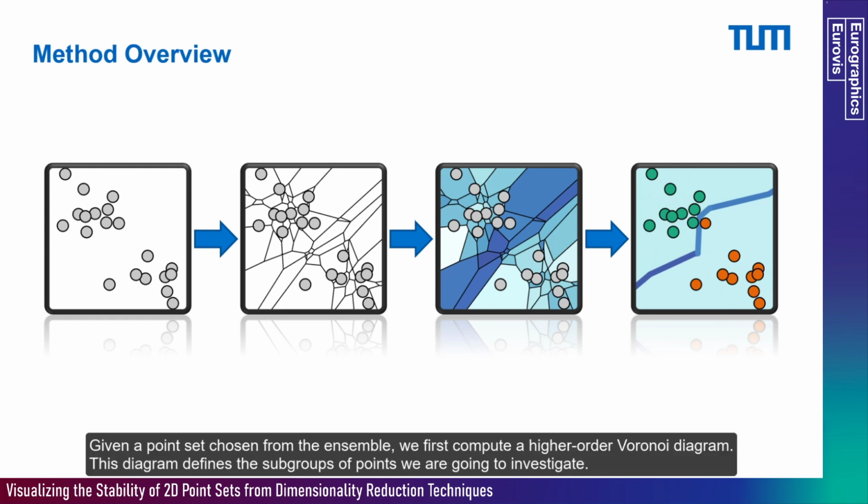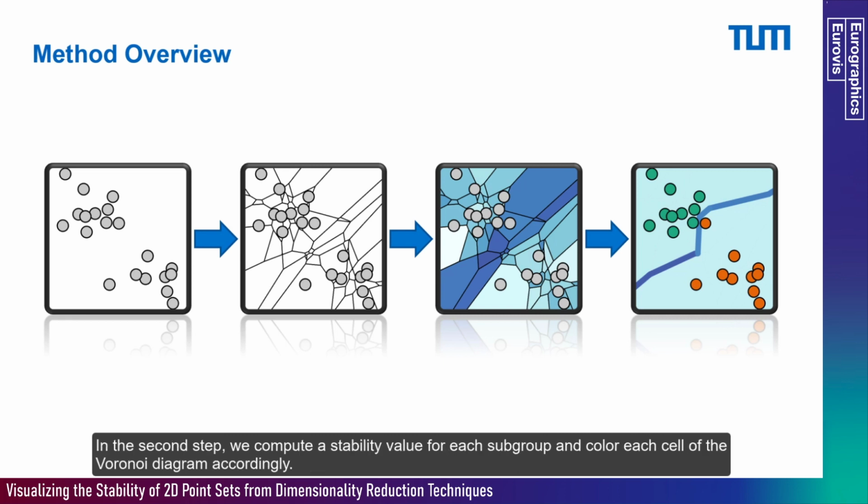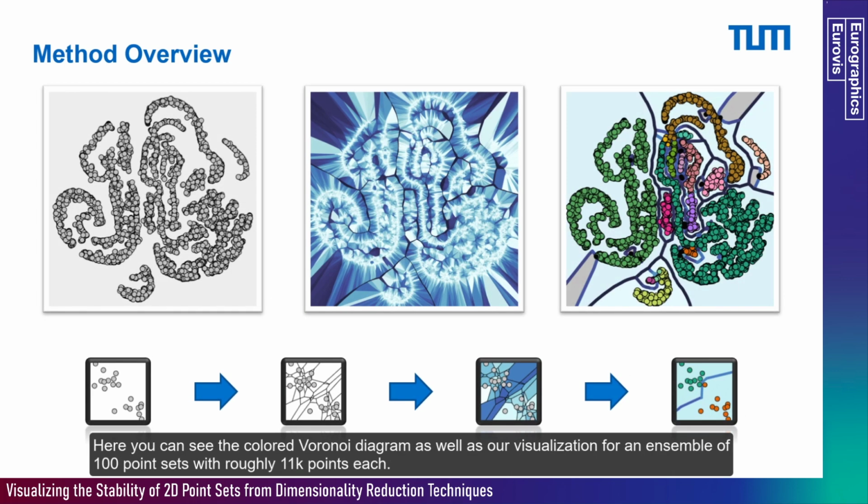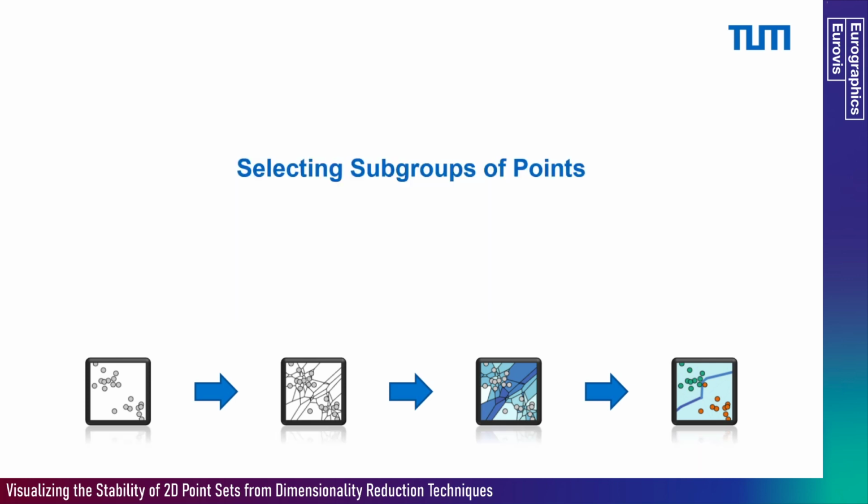Given a point set chosen from the ensemble, we first compute a higher order Voronoi diagram. This diagram defines the subgroups of points we are going to investigate. In the second step, we compute a stability value for each subgroup and color each cell of the Voronoi diagram accordingly. In the last step, we use the graph topology of the Voronoi diagram to merge small subgroups of stable points to larger subgroups that we then visualize by drawing separating ridges. Here you can see the colored Voronoi diagram, as well as our visualization for an ensemble of 100 point sets with roughly 11,000 points each.